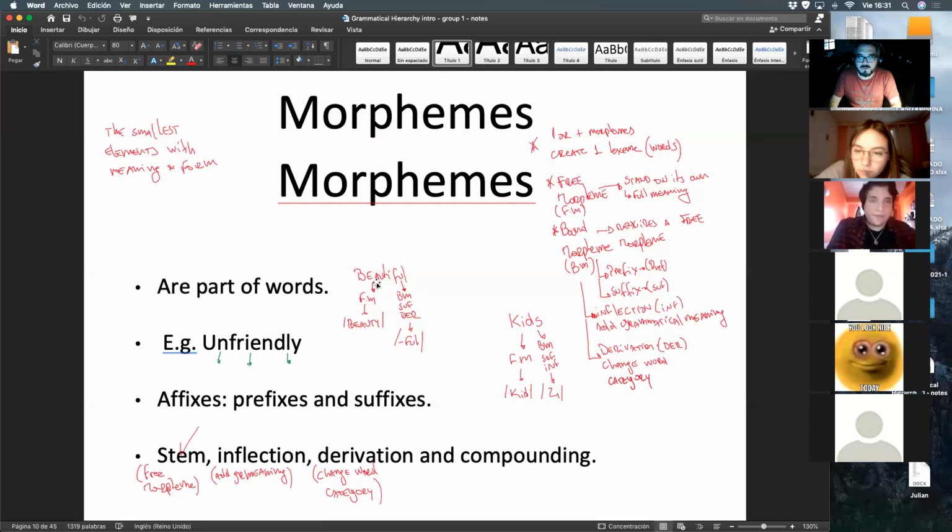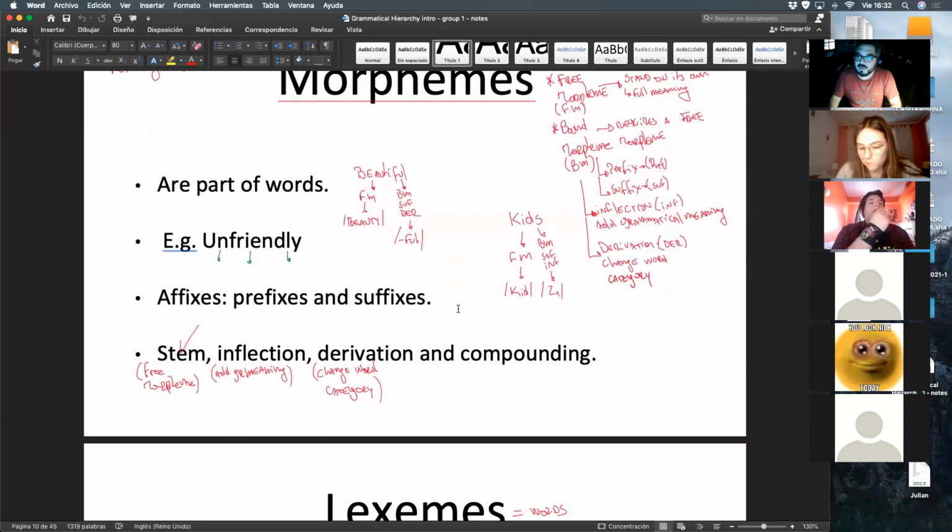So we have these examples. Beautiful is a lexeme, therefore a word, which is created out of two different morphemes. One is a free morpheme, beauty, and the other one is a bound morpheme, suffix, derivation, -ful. Why? Because beauty is a noun and beautiful is an adjective.